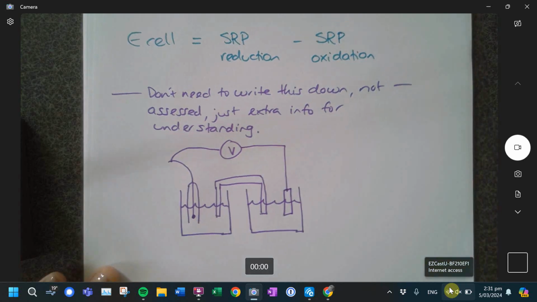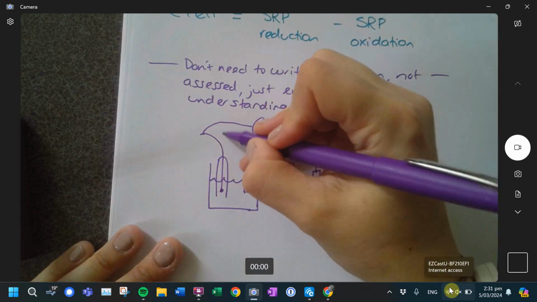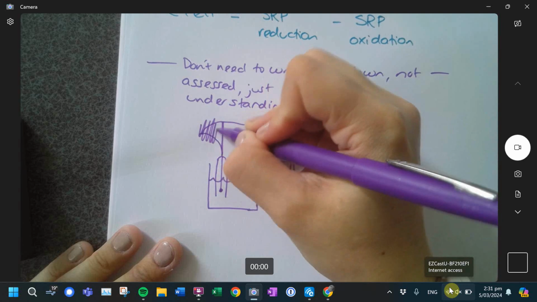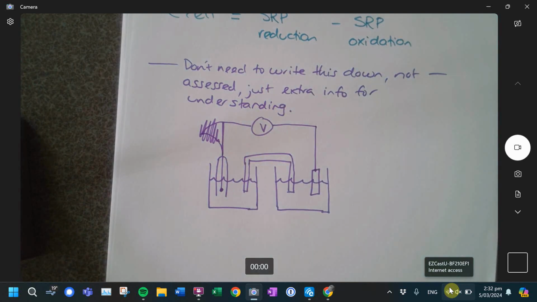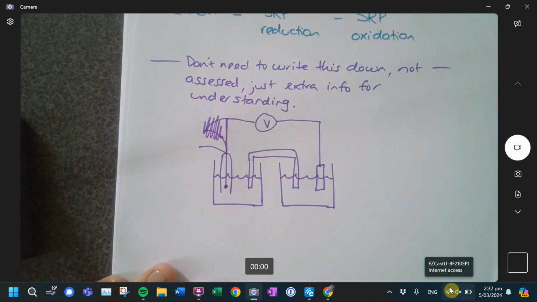Okay, it's a very poor drawing, but you get the idea. Oh, why did I curve that? That's annoying. Actually, no, I did want to curve it because it's going to be adding hydrogen gas.